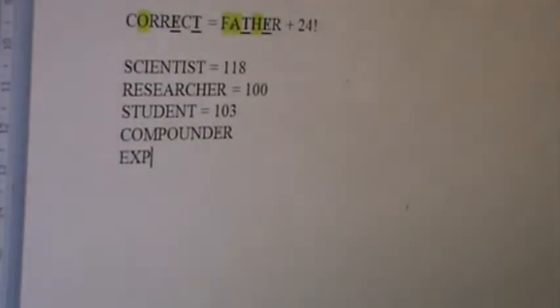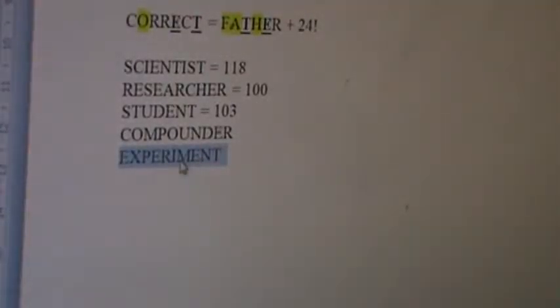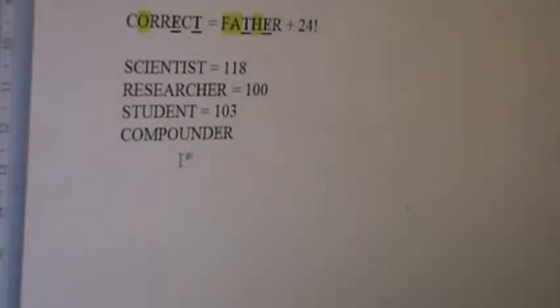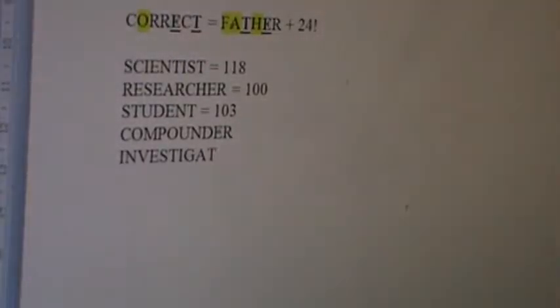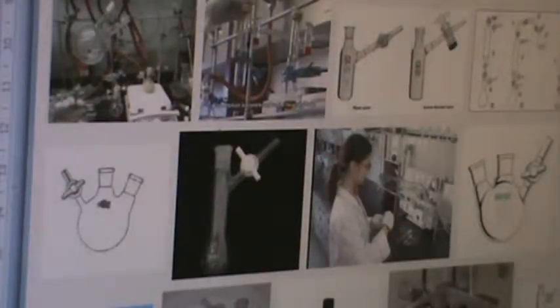I believe the word experiment is plus, wait a second. Oh yeah, experiment divides by 3, I remember that. Okay. A researcher, investigator, I don't know. Is that spelled correctly, or is it O-R? One way to find out. Yeah, now it's spelled correctly.